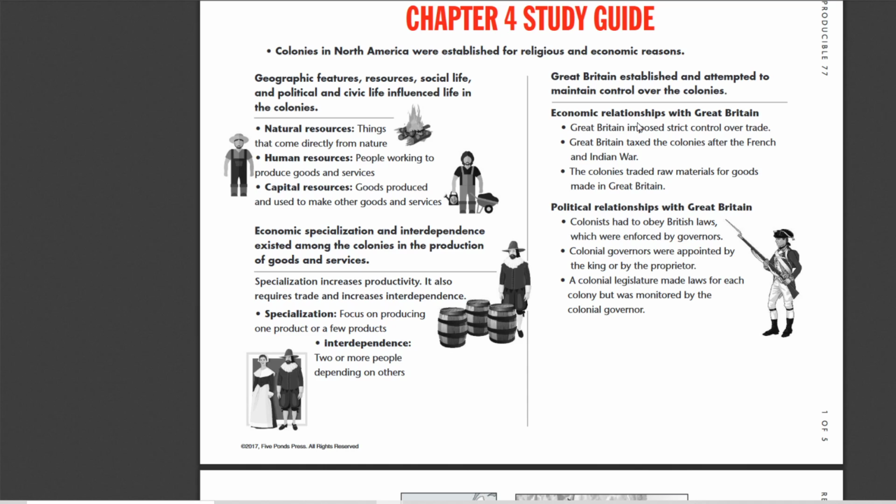All right. A couple other things that we should remember. Economic relationship with Great Britain. The colonies had their trade strictly controlled by Great Britain. Great Britain taxed the colonies after the French and Indian War that we saw at the end of the chapter. French and Indian War cost the Great Britain lots of money, so they started taxing the colonies, which is going to be basically our whole next chapter when we get to it.